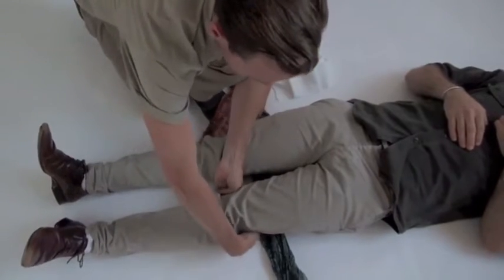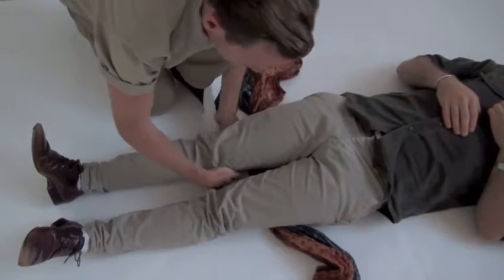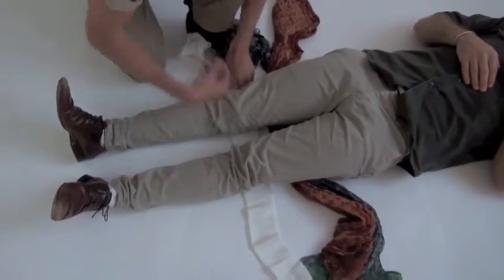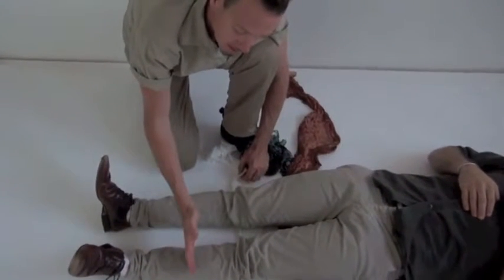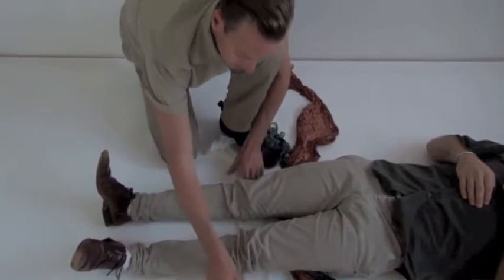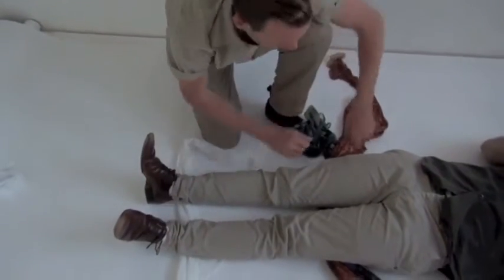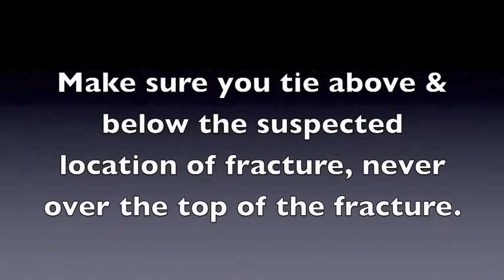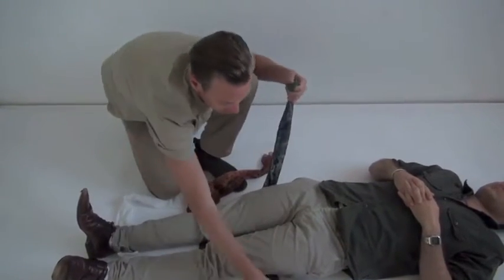Once all these pieces of fabric and bandages have been fed underneath the injured limb, you need to adjust them to above and below the suspected fracture site. If your fracture is in the middle or lower leg, you need to manipulate one bandage down to below the fracture site and one above the fracture site. Lastly, keep your final bandage at the top of the legs.